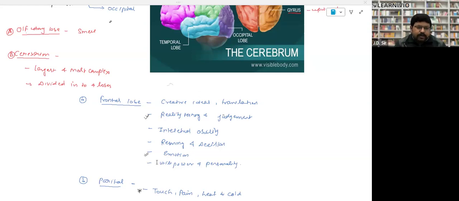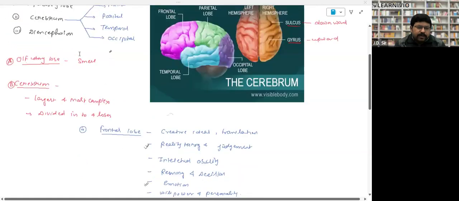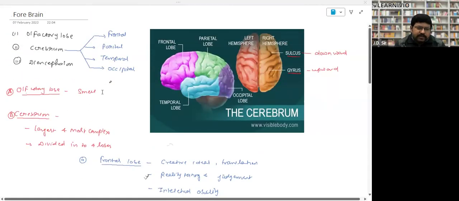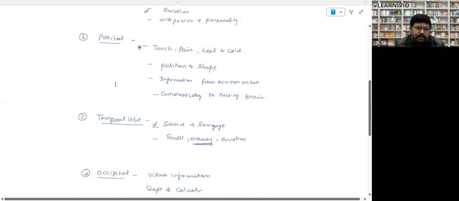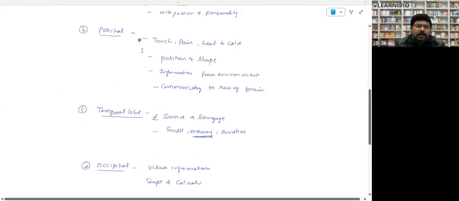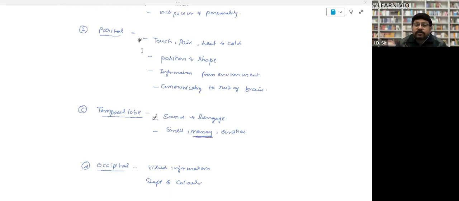Right, okay, fine. So this was the frontal, and the olfactory lobe, we know, is responsible for smell sensing. Cerebrum, frontal we have studied. Now the parietal, temporal and occipital parts we'll study. So the parietal part is responsible for touch, pain, heat and cold, meaning all kinds of external senses, right? Then position and shape of objects. It takes nerves from the eye and decides what the position and shape of a particular object is.